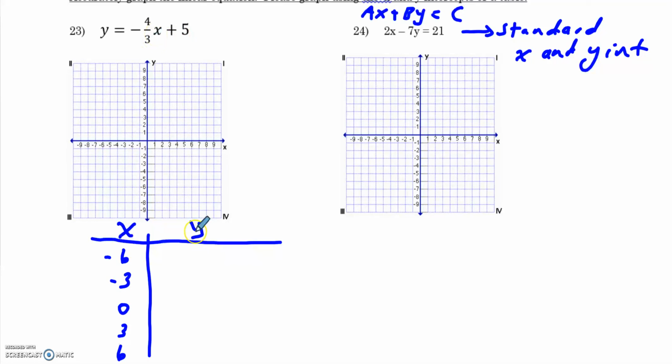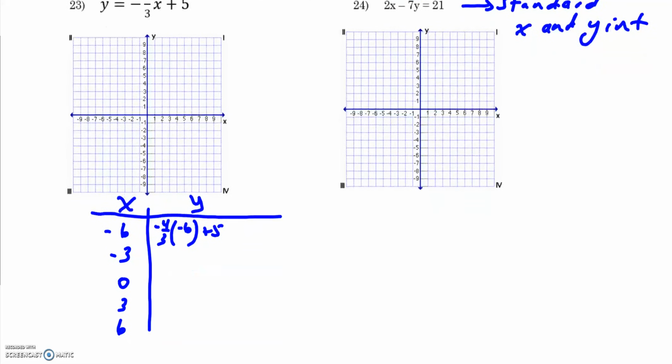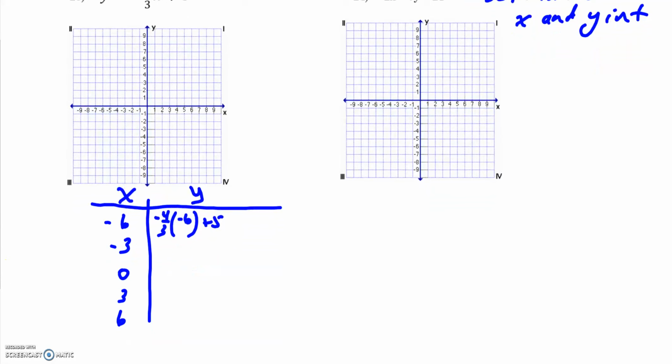So if I want to find y, that would be -4/3 times -6 plus 5. Now what I'm going to do for the sake of room here is I'm going to erase these just so I can show my work more. And I'll bring them back in a little bit.